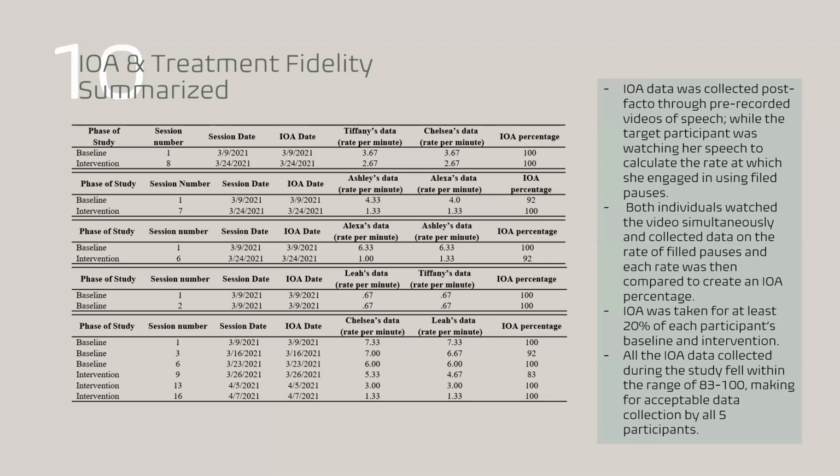IOA percentages ranged from 83% to 100% for all participants in this study, making for acceptable data collection by all 5 participants. If 80% agreement was not reached between observer and participant, then the operational definition of the target behavior would have been discussed and the data would have been retaken until 80% was agreed upon.